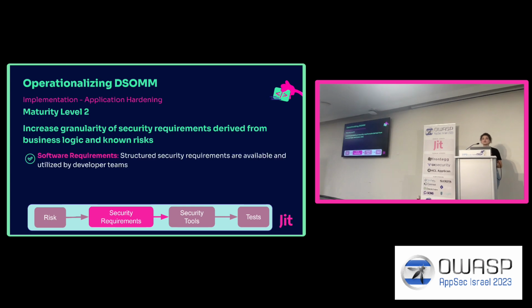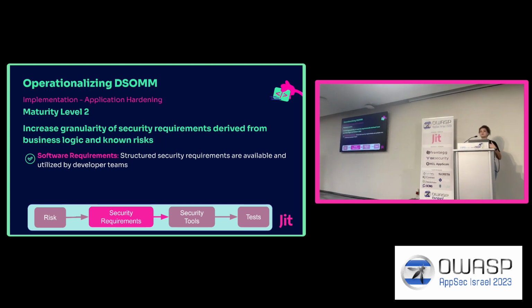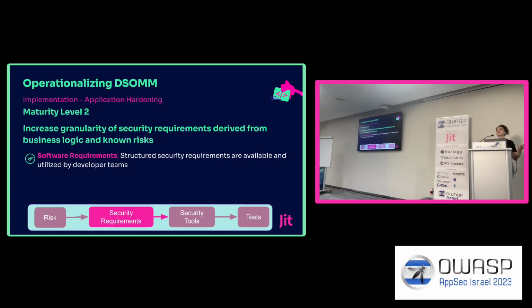Now we're going to maturity level 2. And again, we see those 2 areas here, and we'll start from the software perspective. We need to have structured security requirements that are available and utilized by developer teams. We achieved that by utilizing those tools that I've mentioned. We integrated them into our development lifecycle. So we're there just by using those tools, boom, right? You have maturity level 1 and you have maturity level 2.